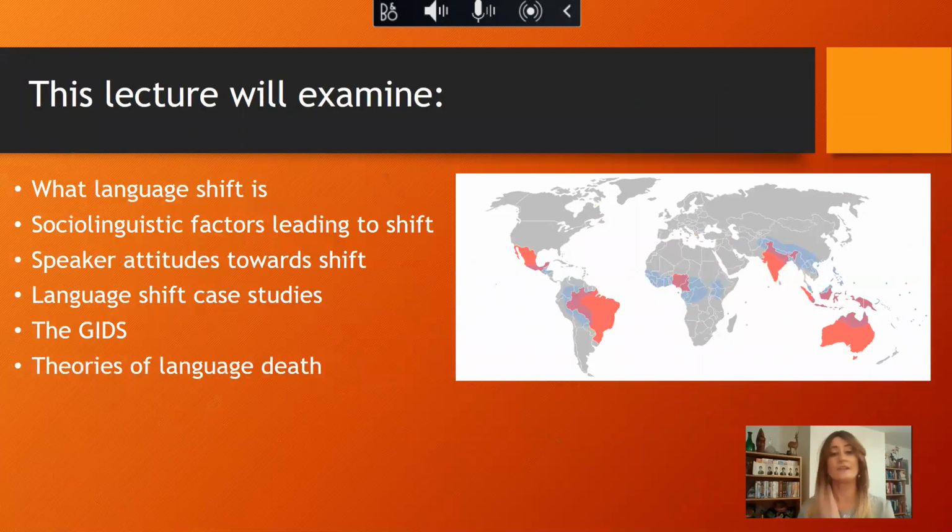So I'm going to talk about what language shift is, how it comes about, what people think about it. We'll look at a few case studies and a framework called the GIDS, which is very interesting, and a few ideas on language death. This map here shows the shaded areas, the coloured areas, where about 50% of the world's languages are spoken. So you can see in the really dark red areas, there's a very, very high density of languages. And interestingly, these are also areas where there's a very high level of language endangerment as well. A lot of these languages are at risk.